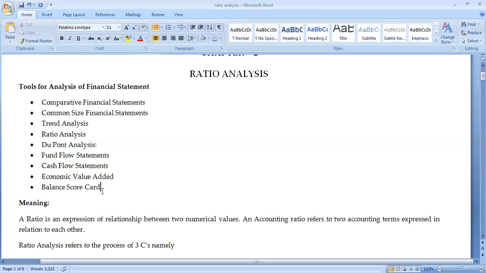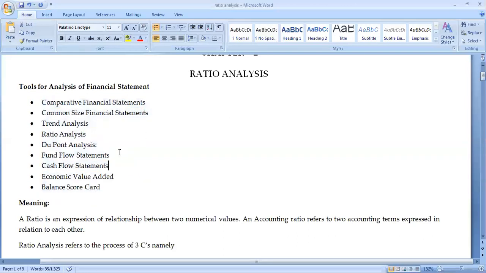Okay, which is simply to understand how well the firm performs, whether the firm's performance is good, or whether the firm's performance is bad, or whether it is stable, will be understood with the balanced scorecard. Clear? So these are the tools for analysis of the financial statement.